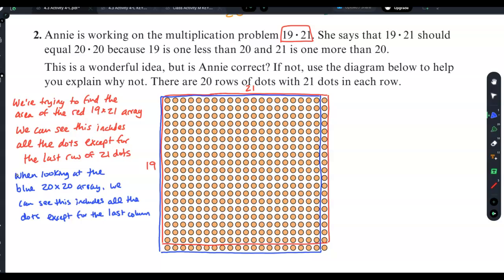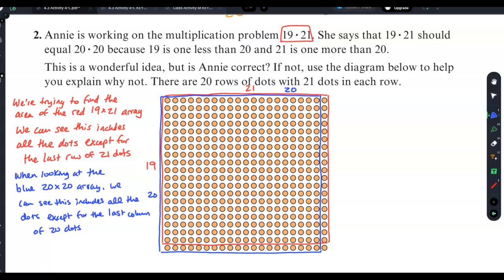And that last column has how many in it? Well, this went all the way to 20. Because it's 19 going to the red, but then 20, right? This is a 20 by 20 for the blue. So that means that there's 20 items, 20 rows. So that means that last column is 20 dots. And you could count that if you want, right?